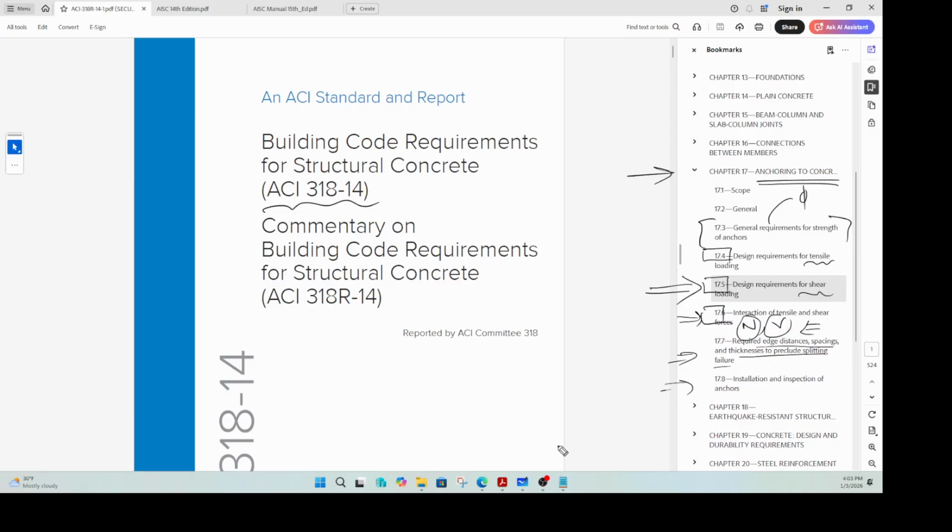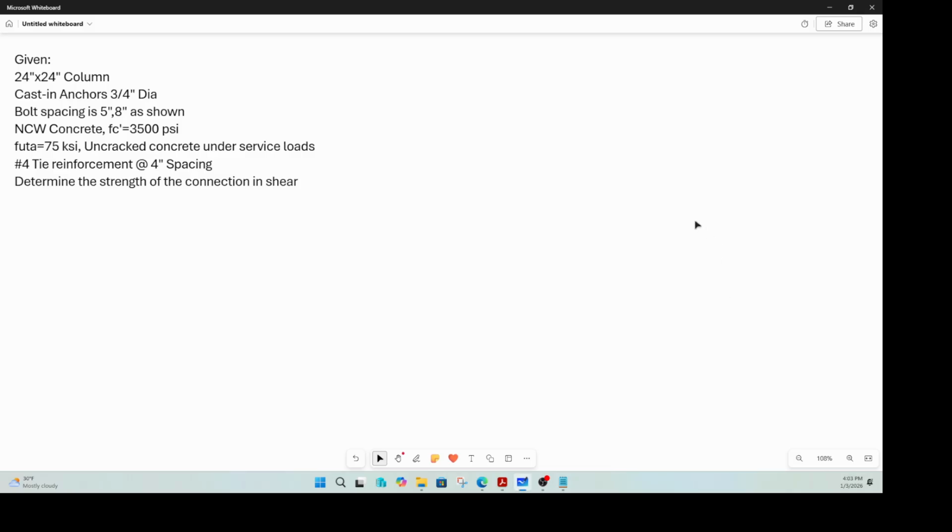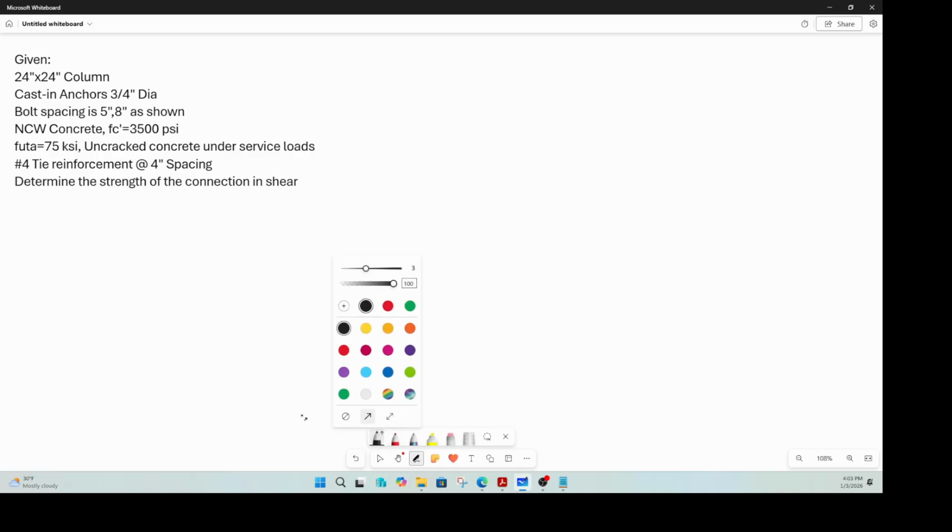Okay, so we'll be jumping straight to the section. Let's go to the problem description first, and then we'll jump into the section. Okay. So here is the problem description. This is the information that is given. We have a column 24 by 24, right? And then I want to get rid of this arrow here.